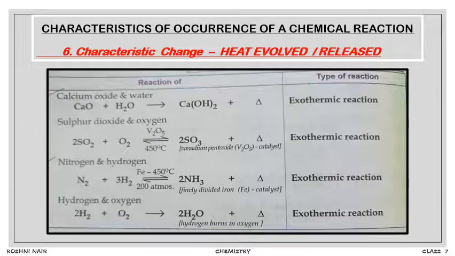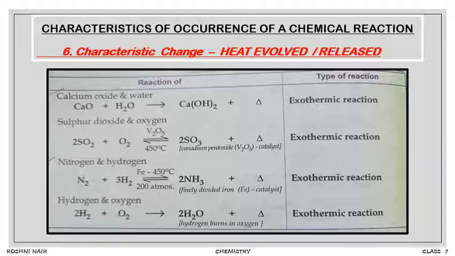You can see in this picture the first one is the reaction of calcium oxide, CaO, it reacts with water, H2O. What is the product we are getting? Ca(OH)2, calcium hydroxide, plus delta. As I told, delta or triangle should be always written at the end of the chemical reaction. So this delta at the end of the chemical reaction shows that heat is evolved during this type of chemical reaction. So whenever heat is evolved or given out or released, it is known as exothermic, right?